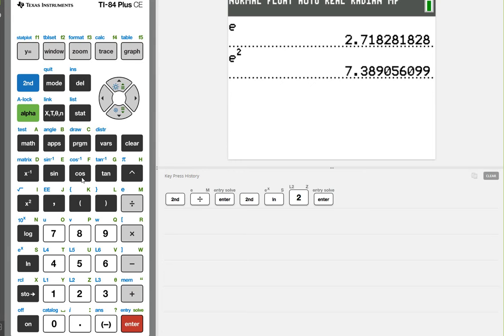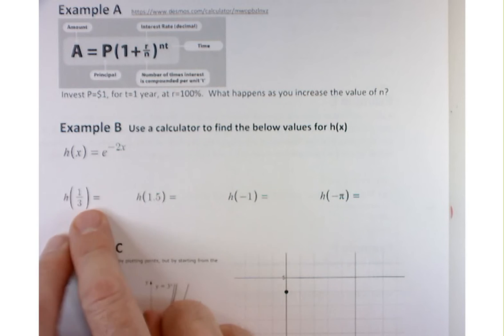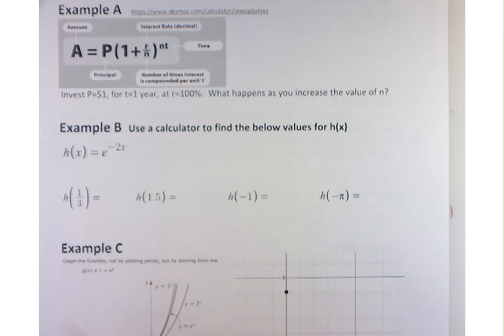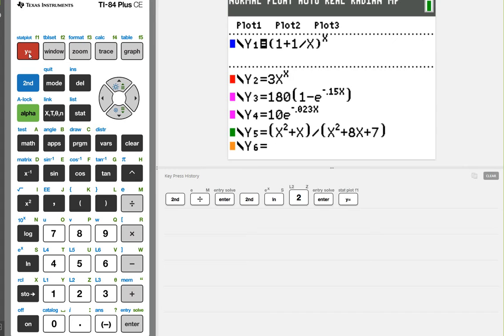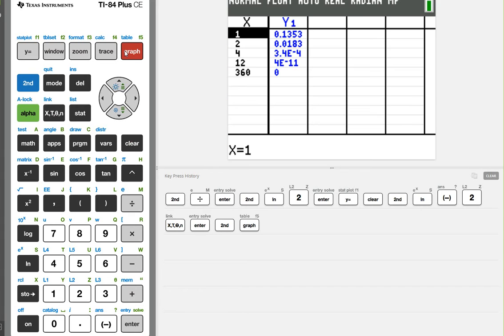They ask us to evaluate the function e to the negative 2x. So, quick look at the handout. e to the negative 2x, we want to find that evaluated at 1/3, 1.5, negative 1, and negative pi. Probably the most efficient way to do that is to plug that into your graphing calculator. So, let's do that. Second ln to the negative 2x. And now we'll go to the table function and plug in those values. First thing I'll do is delete all the old stuff. I don't want to look at the old stuff.